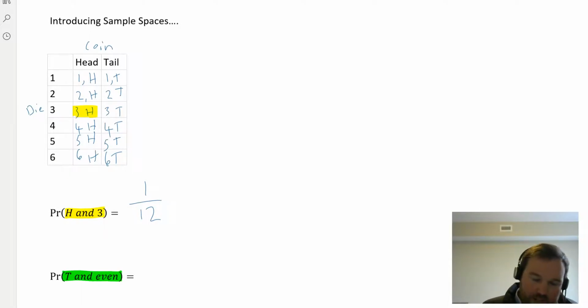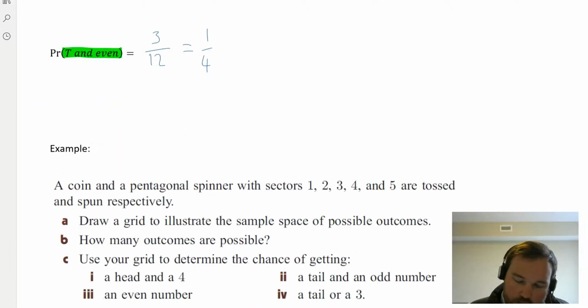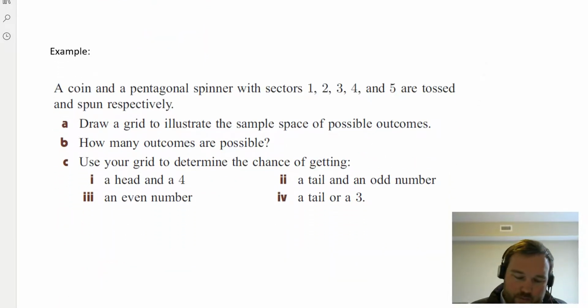What about a tail and an even number? If we're looking for a tail and an even number, we can go through our sample space and identify how many meet that criteria. That one does, and that one does. Therefore, the probability of rolling a tail and an even number is 3 possibilities out of a total of 12. If we want to simplify that, is a quarter. So a quarter of the time we do throw them both up in the air, they'll come down as a tail and an even.